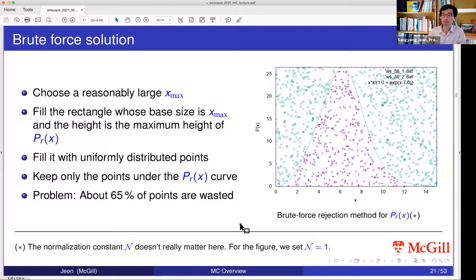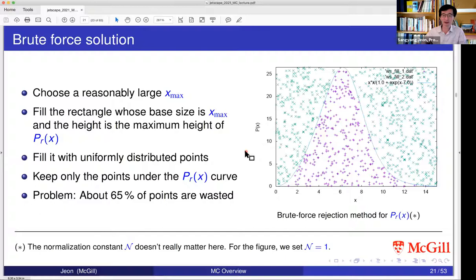Okay, you can always do this, but a lot of the time this is really wasteful. In this case, for instance, what falls under the curve is only 35% of all the points you generated. So you're wasting two-thirds of your computing time by just filling out all this space. That's not good, so we need to find a better method.